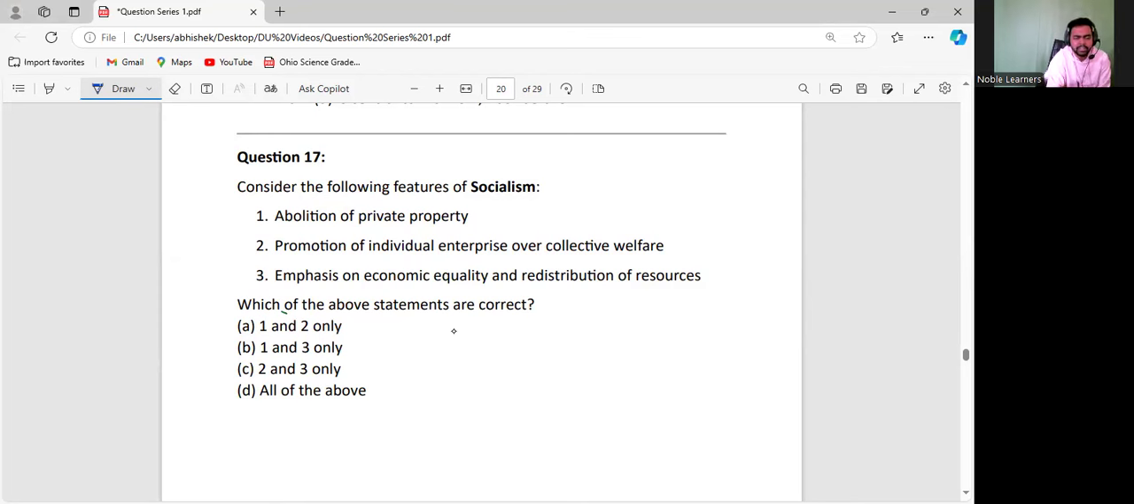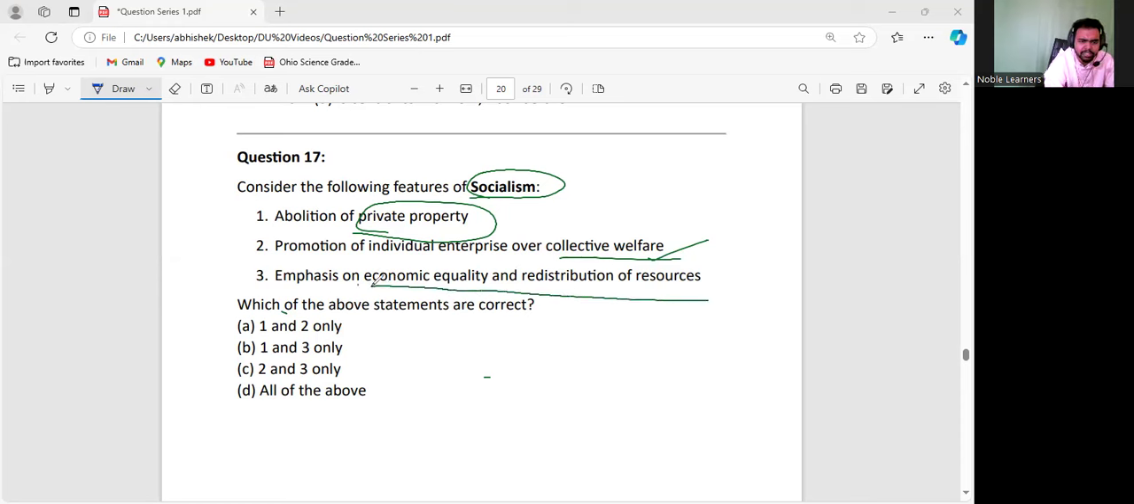Understand, abolition of private property is not correct actually. Socialism does not support the abolition of private property, because complete abolition of private property is supported by Marxism or communism, not by socialism. Promotion of individual enterprise over collective welfare: no, actually, collective welfare is their main motive rather than that. And emphasis on economic equality and redistribution of resources, yes, this is true. So the first one is wrong, so cut this, cut this. 2 and 3 are correct.